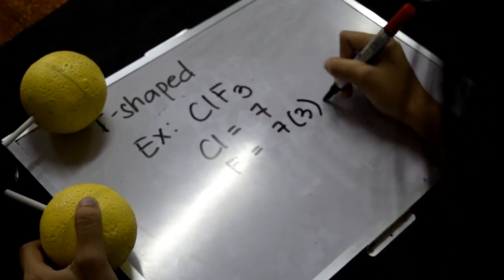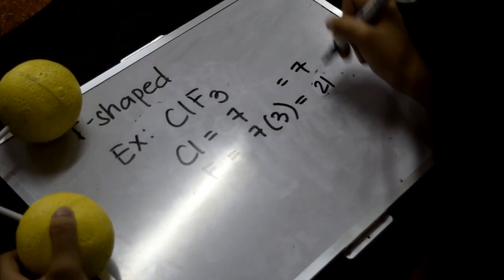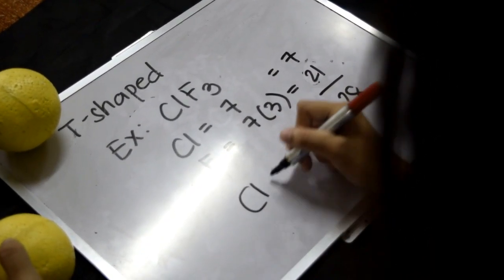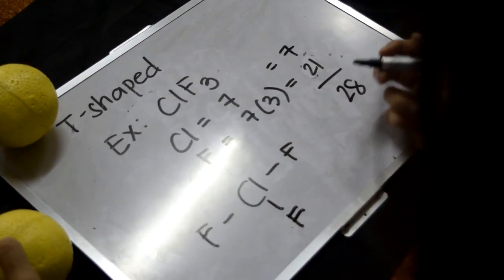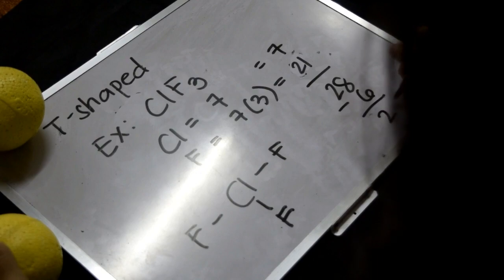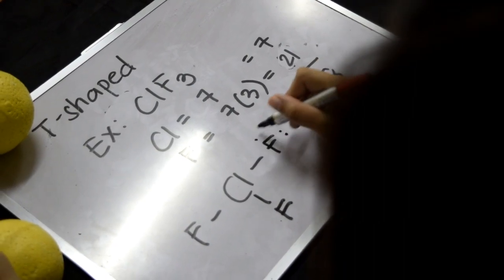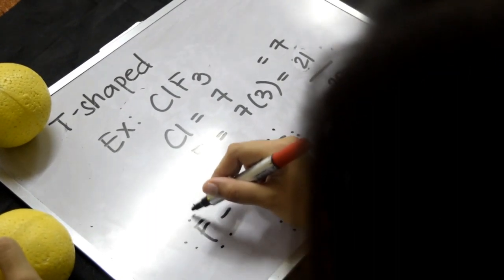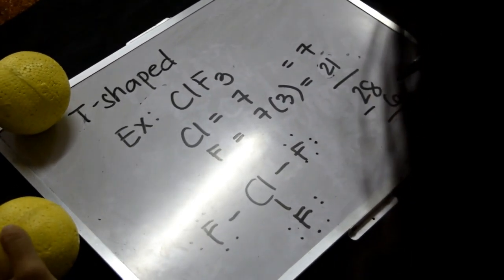So, for example, chlorine trifluoride. Chlorine has 7 valence electrons, while fluorine has 7 times 3 equals 21. So all in all, we have 28 valence electrons. To illustrate chlorine trifluoride, we have chlorine as its central atom since it is lower in electronegativity than fluorine. And since there are 3 fluorine, there are 3 bonded pairs. So 3 times 2 equals 6. We need to subtract that from 28 to get the remaining electrons.